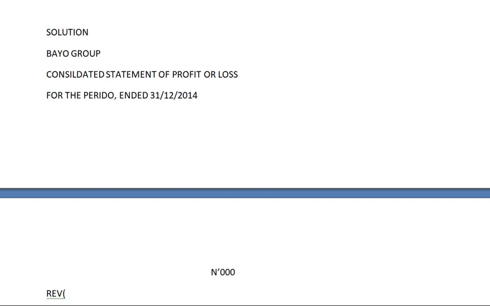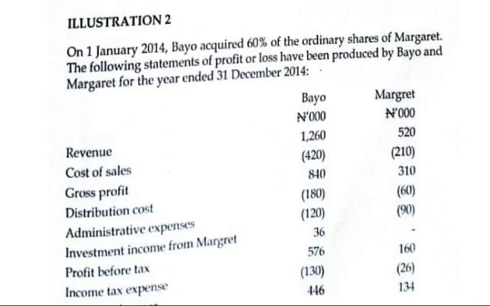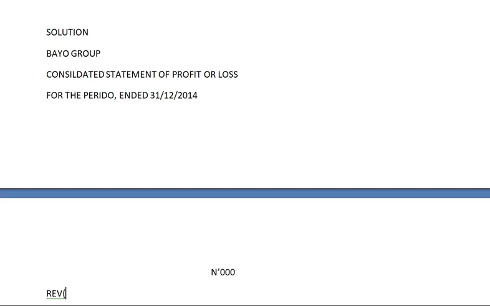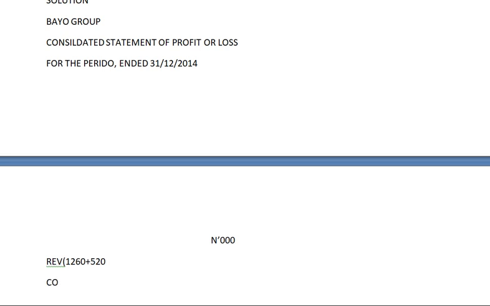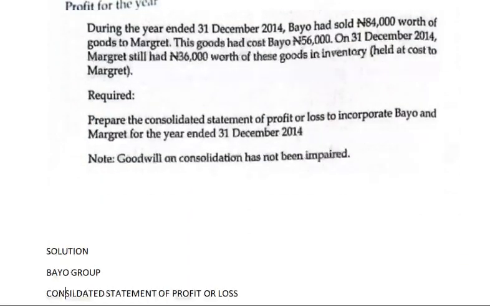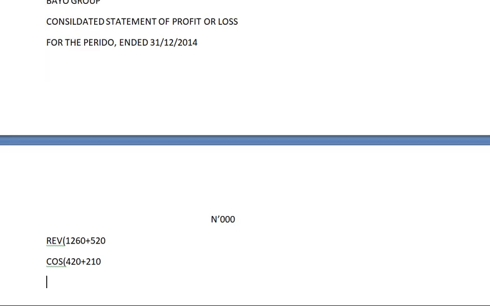Open bracket. So let's check it. The revenue is 1260 and 520. 1260 plus 520. Go to the next one before you do any appropriation. Cost of sales is the next one. Then you add it again. Cost of sales is 420 and 210. 420 plus 210. Leave it. Go to the next one. You have gross profit. Go to the next one.